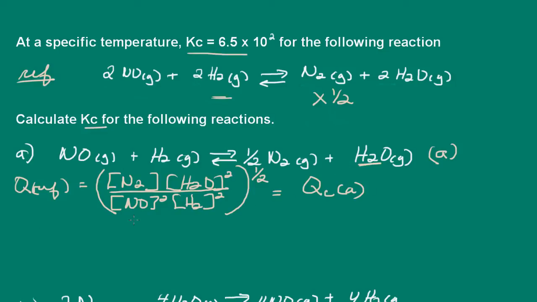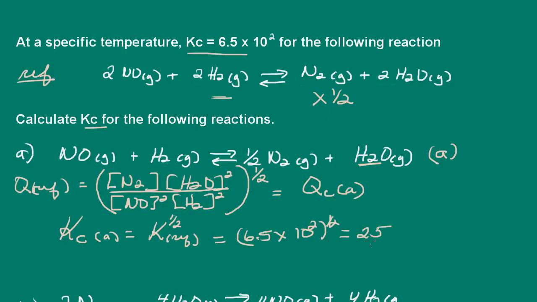So if we have all equilibrium concentrations, we can say that the equilibrium constant for reaction A is going to be equal to the equilibrium constant for the reference to the 1/2 power. Okay, so what we have is 6.5 times 10 to the 2 to the 1/2, or that's the same as taking the square root here. So for this particular calculation, 6.5 times 10 to the 2, the square root of that is 25.